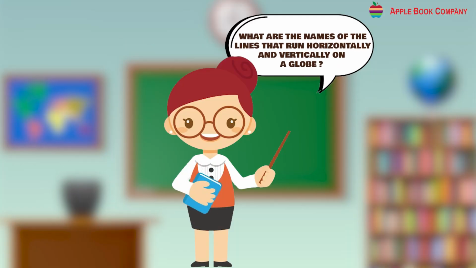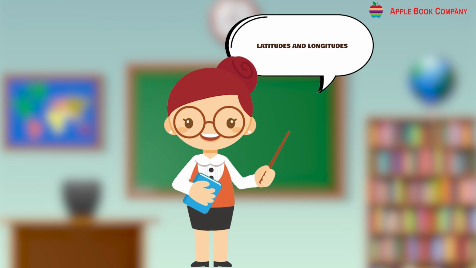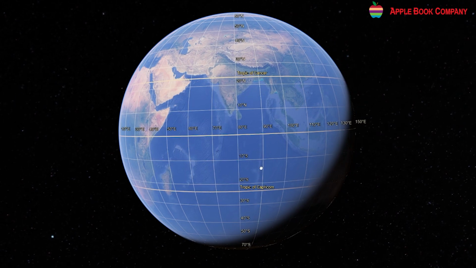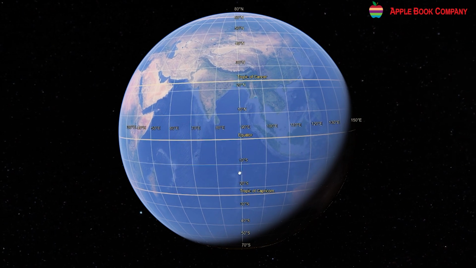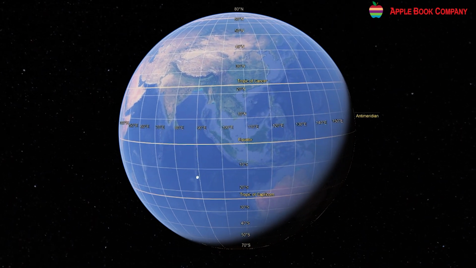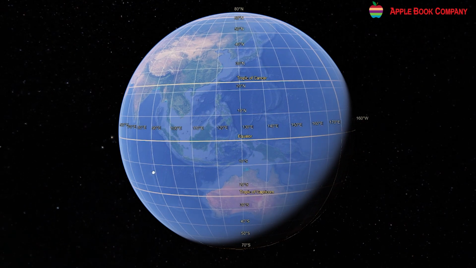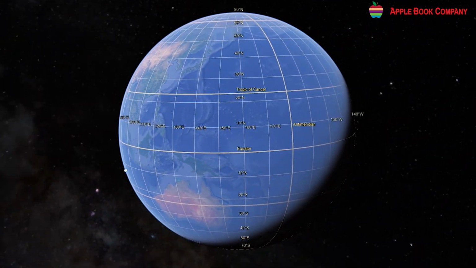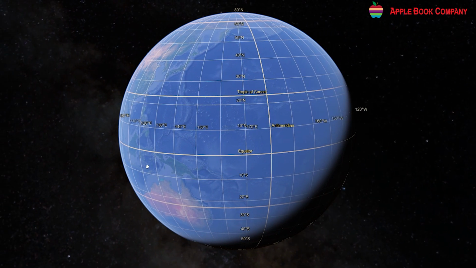So, what are the names of the lines that run horizontally and vertically on the globe? Wonderful, children. Excellent. The Earth is represented on the globe with many horizontal lines and vertical lines. These imaginary lines help us to locate specific places on the Earth.